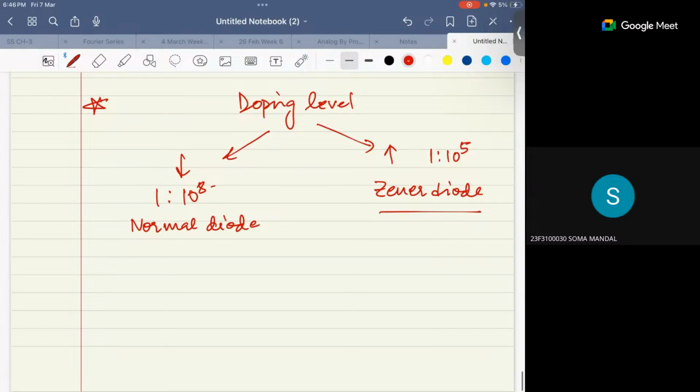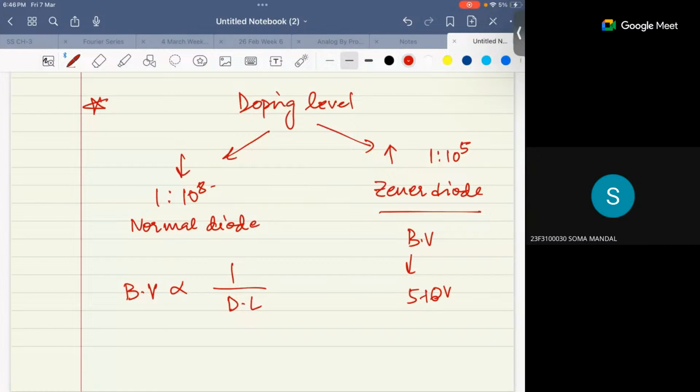I'm not going to deal with how the current flows. I just want to say that the breakdown voltage for a Zener diode is much less, something like 5 to 10 volts. The breakdown voltage is inversely proportional to the doping level. If your doping is very high, the breakdown voltage will be much less.